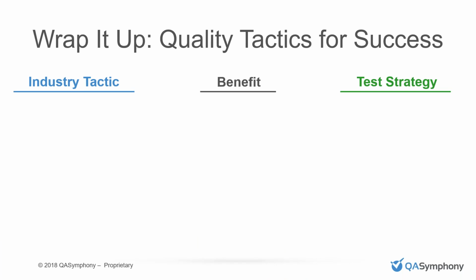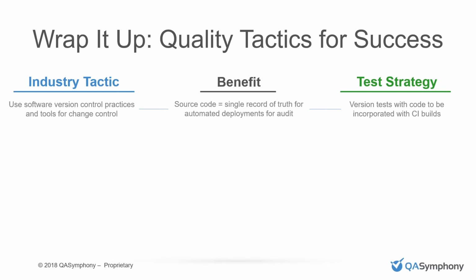So the first thing is making sure that version control practices and tools are in place for change control, right? Everyone is moving from Subversion to some form of Git now. The reason is that you've got this source code that equals a single source of truth of what's going on. And the test strategy on top of that is to version our tests with code to be incorporated with CI builds, going beyond the unit level testing and putting it into the CI process with versions to the code base.